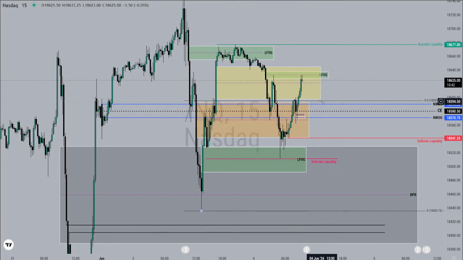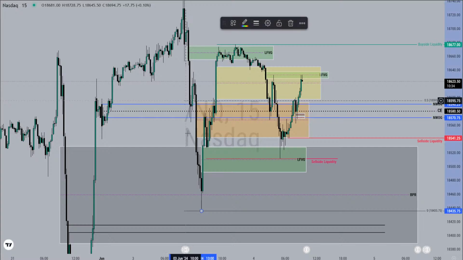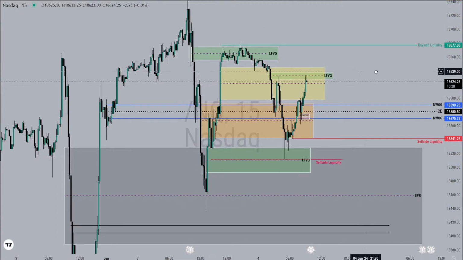Just supporting my idea, I have marked premium and discount, but actually I don't use premium and discount. Instead of that, I believe in liquidity and fair value gap. So keep that in your mind.